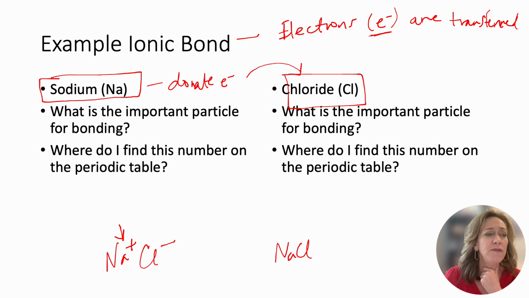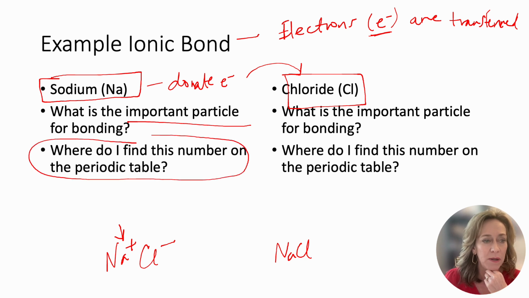Now, just to review, what is the important particle for bonding? It's always electrons. Whether we're talking about covalent bonding or ionic bonding, it's going to be electrons. Now, where do I find this number on the periodic table? We didn't talk about that yet. For an electrically neutral atom, meaning an atom of an element, the number of electrons is equal to the number of protons. So when I look at the atomic number, not only does that tell me the number of protons, if it's electrically neutral, that tells me how many electrons also.